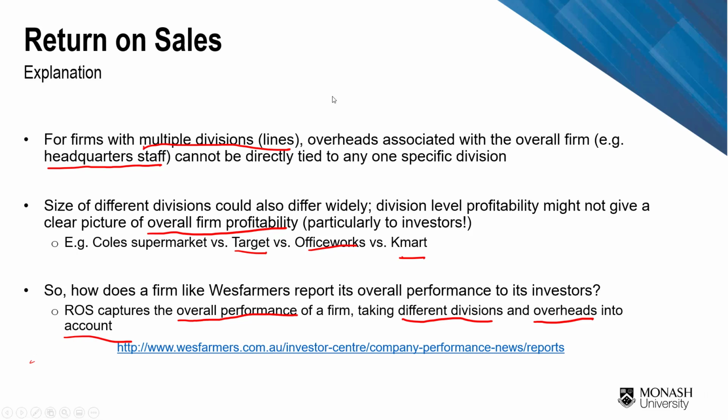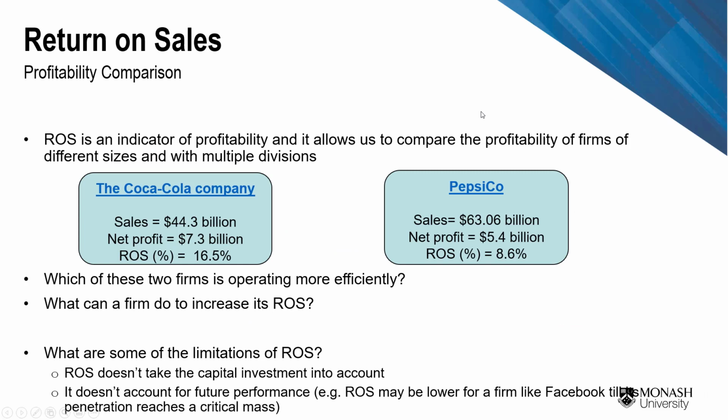Now in the tutorial, we're going to look at an example of how we should actually look at ROS. So let's take a look at ROS. It's the indicator of profitability, as we mentioned earlier. So let's take a look at two of these companies.